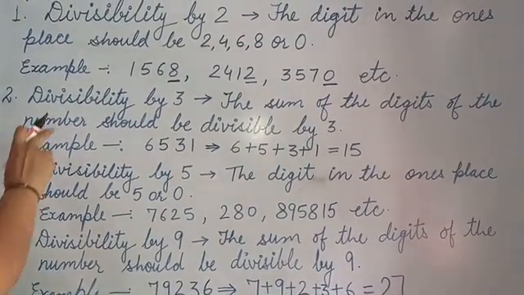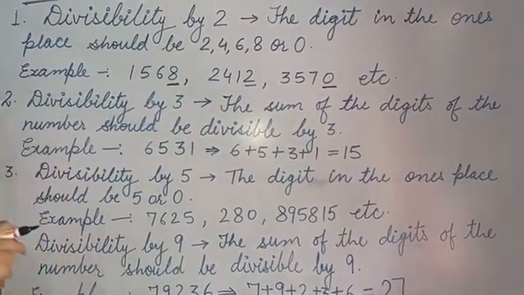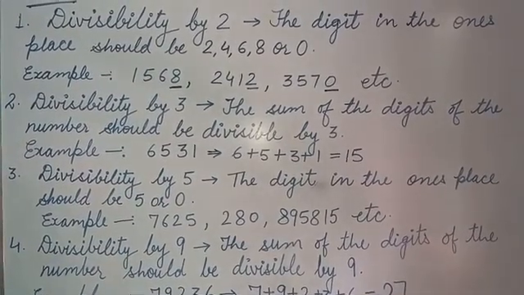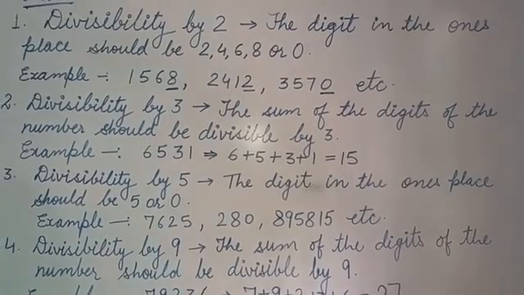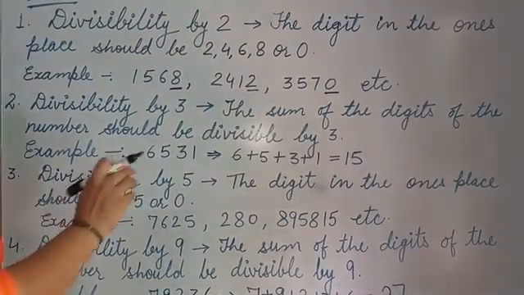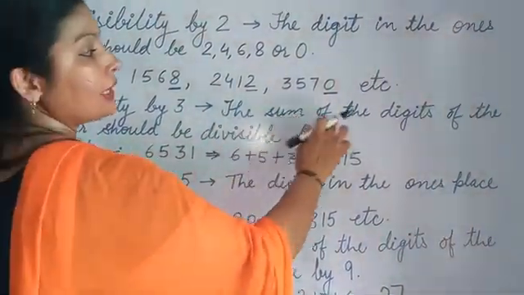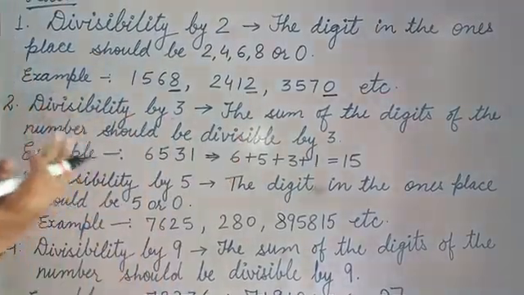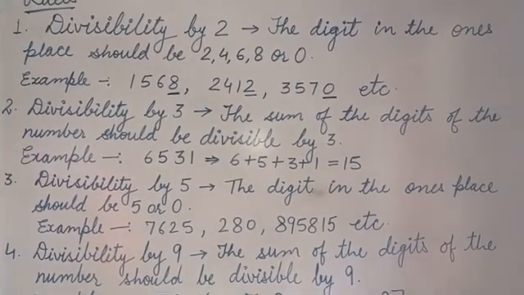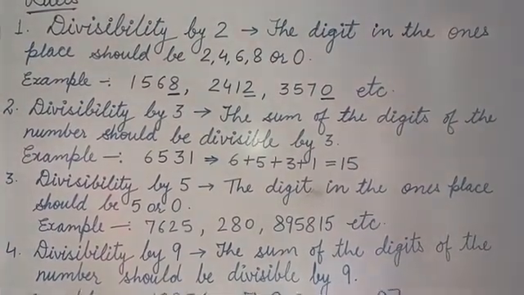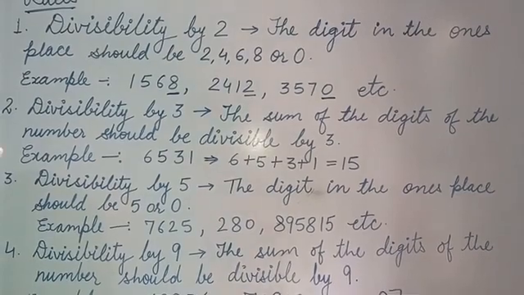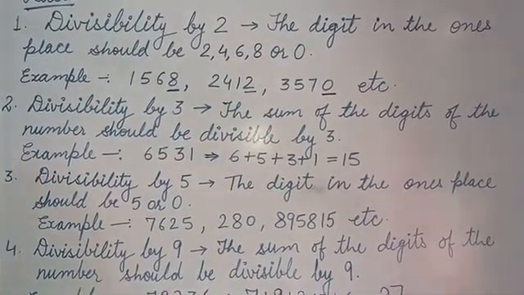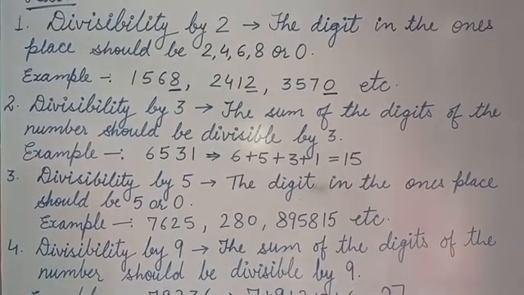Now the second rule, divisibility by 3. How can we check that the number is divisible by 3 or not? Directly we can tell whether 3 is a factor of the number or not by this rule. The rule is that the sum of the digits of the number should be divisible by 3. We have to add the digits, and if the sum is divisible by 3, the number is also divisible by 3.